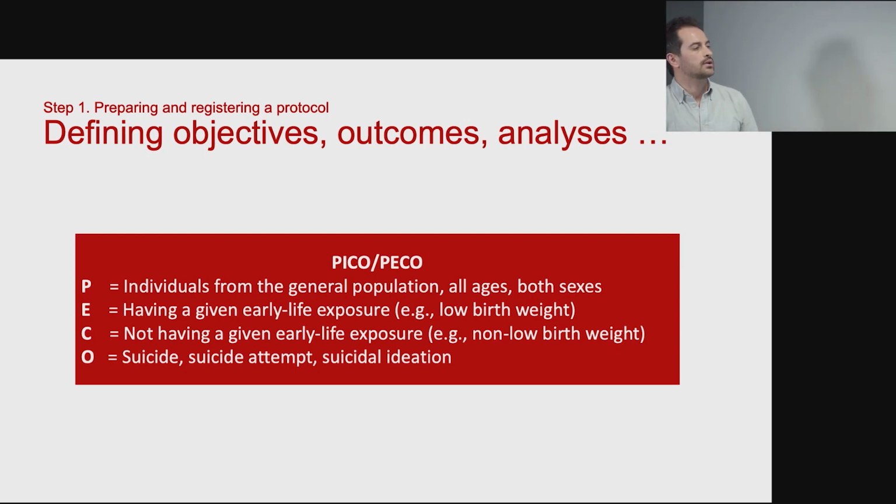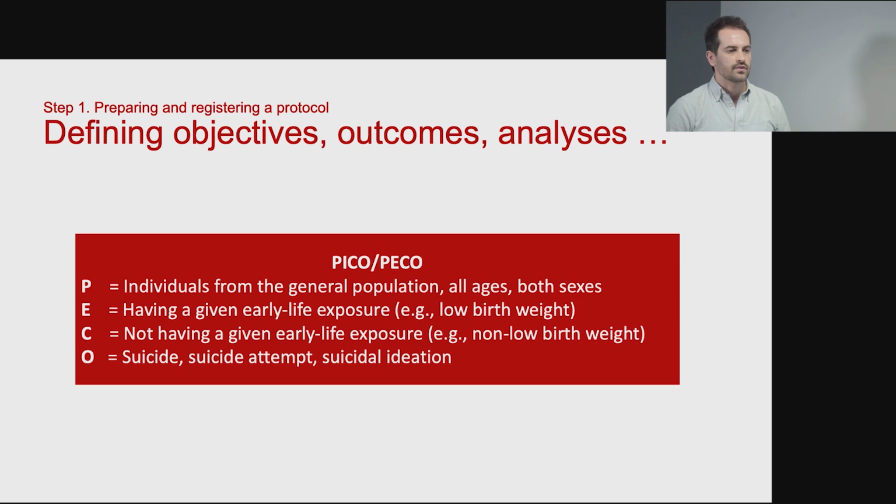So in terms of this acronym, P is individuals from the general population, all ages, both sexes. Having given early life factors is the exposure, and not having them is the comparator. And the three outcomes were suicide, suicide attempt, and suicidal ideation.